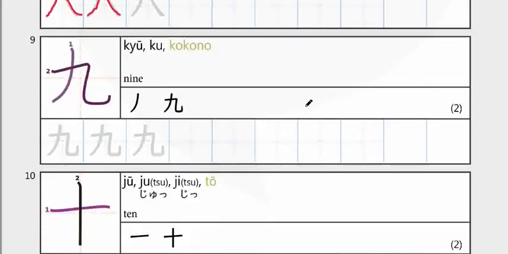Now, the number 9 is kyu or ku in onyomi and kokono in kunyomi. Add the counter tsu, it becomes kokonotsu. Kokonotsu. So let's say the 9th of February is my birthday. Let's say, no, mine is 3rd of January, but for example, I say 9th of February. How do you say this? Exactly. 2月9つ、私の誕生日です。Or you can just split the part. You can say 私の誕生日は2月9つにあります。Okay? So this is the kanji for number 9.